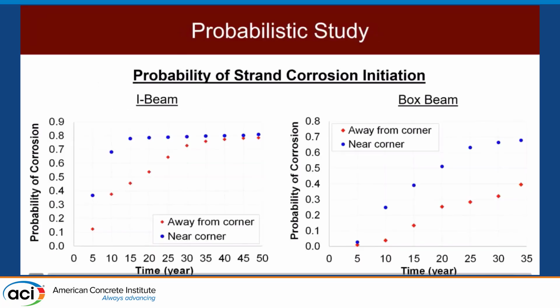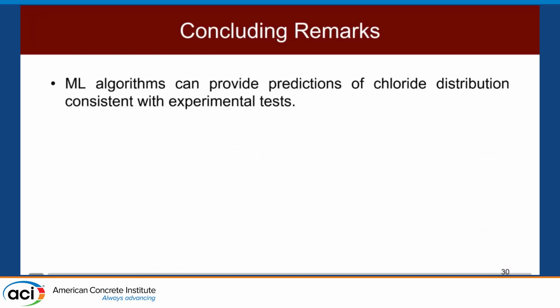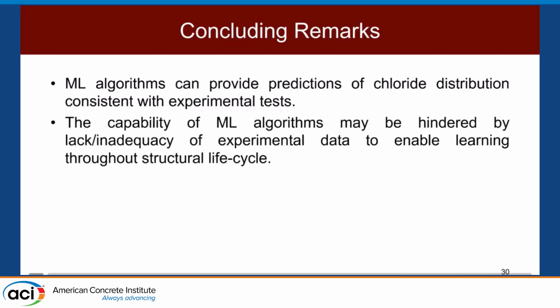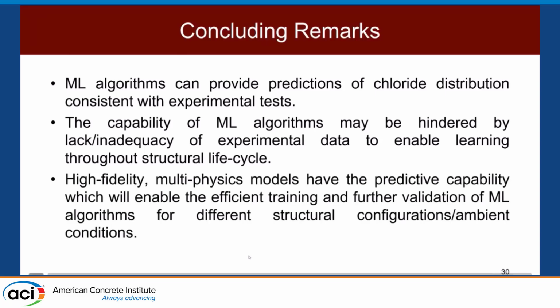So before closing, some concluding remarks that I want to provide. First of all, machine learning algorithms can indeed provide predictions of chloride distribution consistent with experimental tests, but at present their capability may be hindered by the lack or inadequacy of experimental data to enable learning throughout the entire structural life. And this is where high-fidelity multiphysics models come into play and become relevant and potentially necessary, since they have the predictive capability to enable the efficient training and further validation of machine learning algorithms for different structural configurations and ambient conditions.